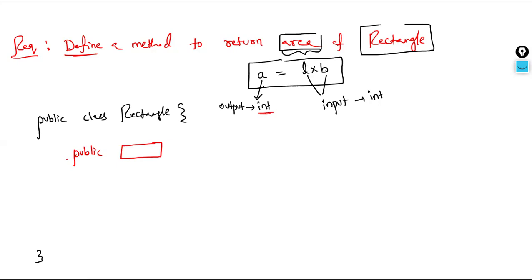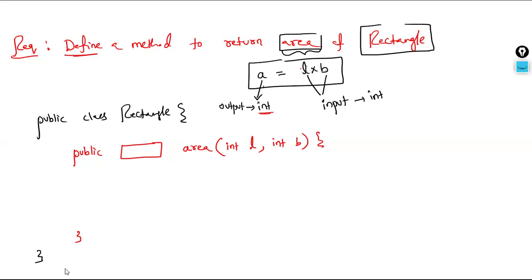The next, what's the method name? Meaningful method name is getArea. The get part we'll understand later. So as of now, area is the method. What are the inputs? Two inputs. So int data type, L is a variable name, comma separation, then again int B is the next variable. Then the method body.